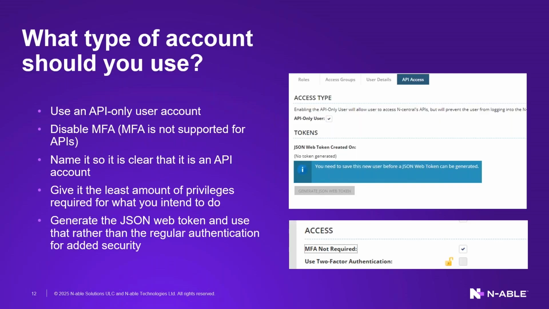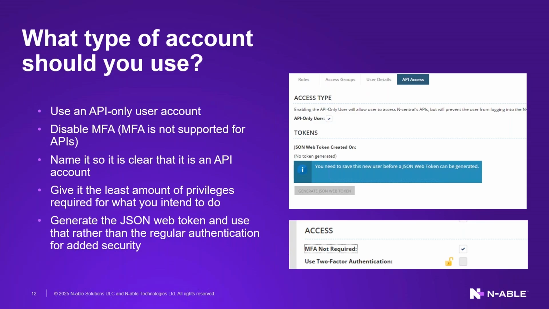What type of account should you use when it comes to accessing these REST APIs? The simple answer here is an API only user account. I'm going to demo that for you shortly. But when you're setting up the account, there are some key important things to consider. First of all, make sure you disable MFA. MFA is not supported in APIs as such. So if you have MFA enabled, the account's not going to work for you. Name it, and this goes for everything within N-central, using good naming conventions. If it's an API only user account, and maybe it's personal to you, make sure it's clearly named within the naming convention, so it's clear to anyone reviewing the user accounts as to what the purpose is, why Paul might have two accounts. One is his general user account and one is his API only user account.